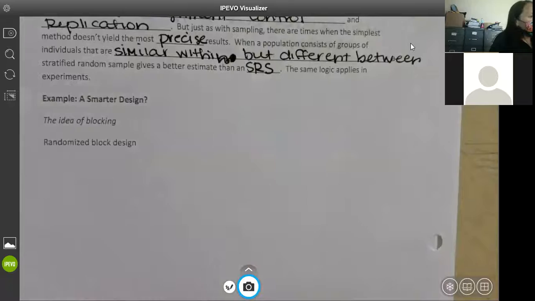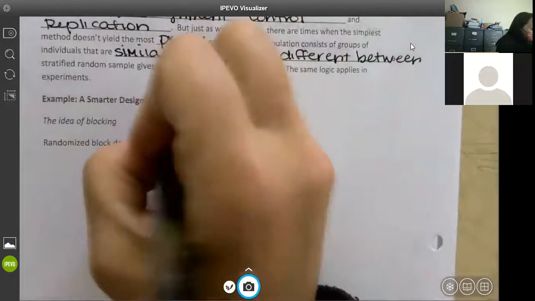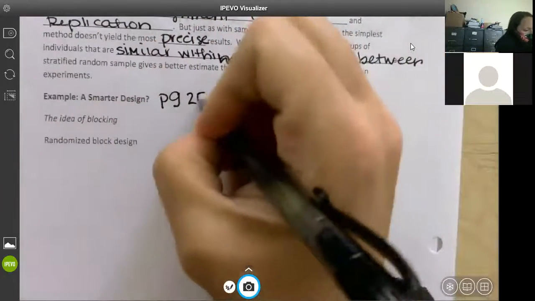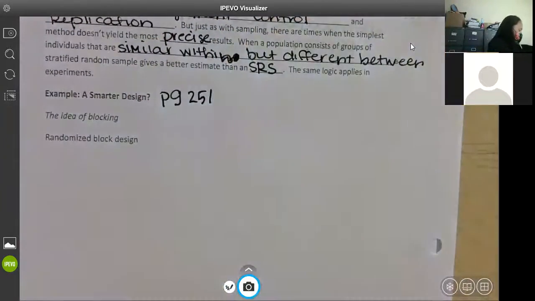So I'm going to read this to you. You're going to have to listen. I didn't put it in there. It's too long. But if you want to look at this, it's on page 251, if you want to go back and check it out.